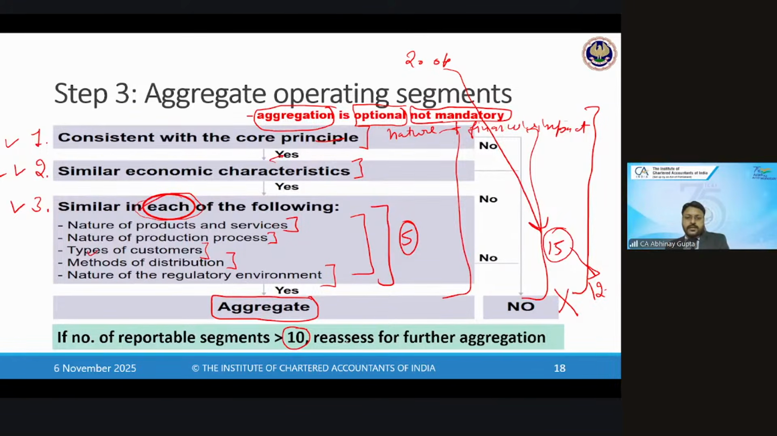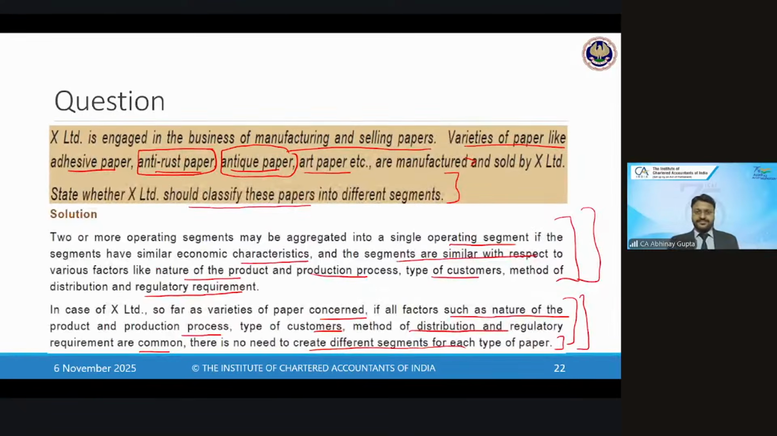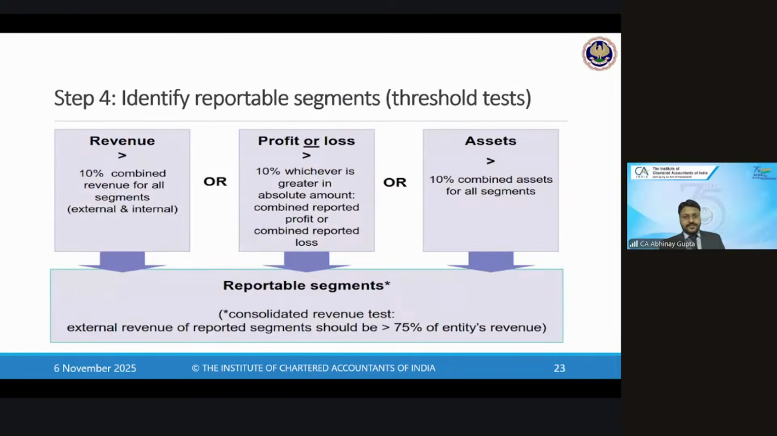Until we reach 10. This aggregation, or reducing the number of reportable operating segments, is optional. If management is fine to disclose 20 operating segments, they can go ahead. The standard is not prohibiting. Clear? It's not a musical chair game. We need to reduce as per this rule. Right. So it is not mandatory for you to aggregate, right?